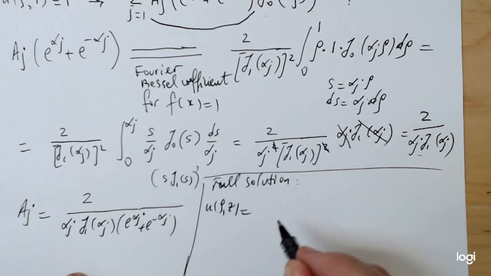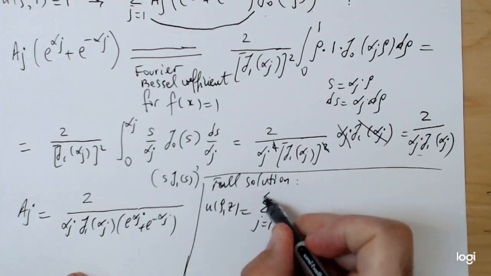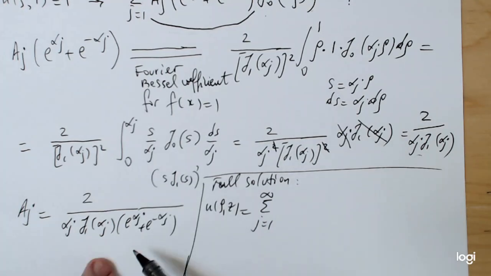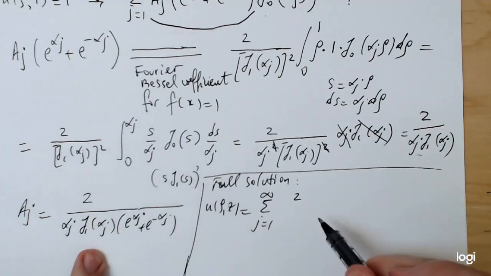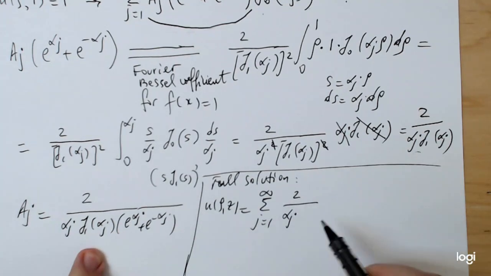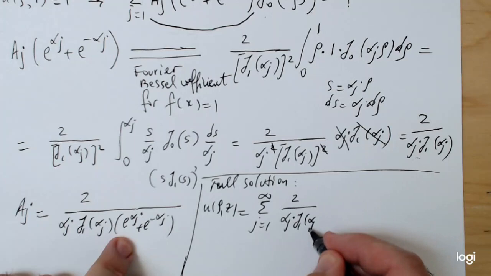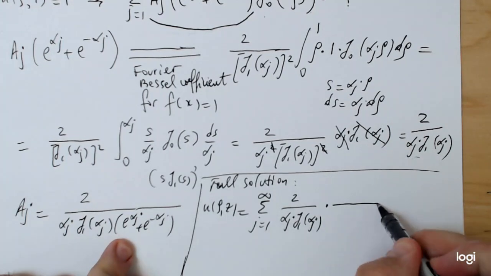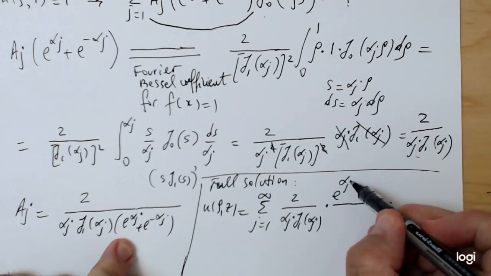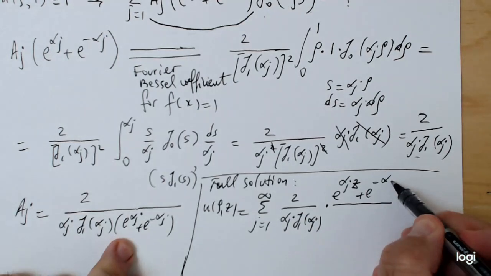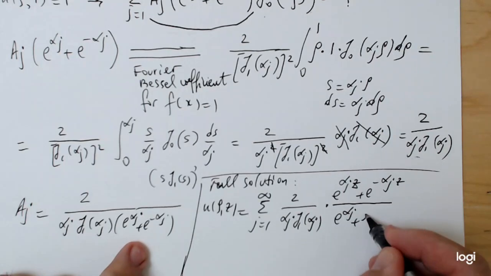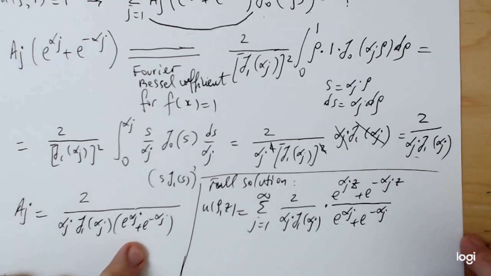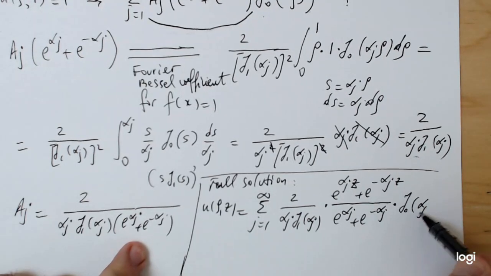u of rho, z would be the summation of a_j. So let's copy this part here. So 2 over alpha_j J1 of alpha_j, times e to the alpha_j z plus e to the minus alpha_j z, over e to the alpha_j plus e to the minus alpha_j, and then J0 of alpha_j times rho.